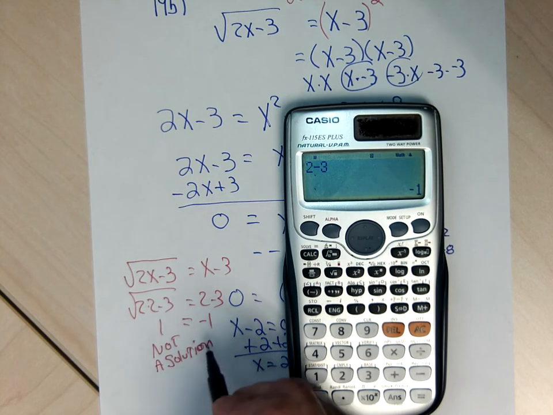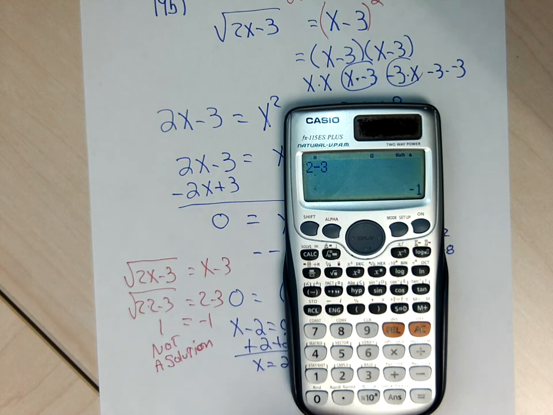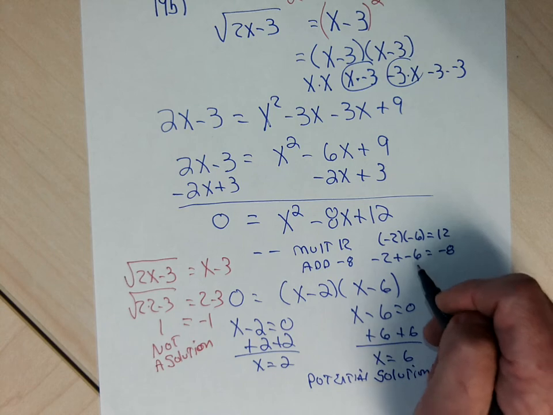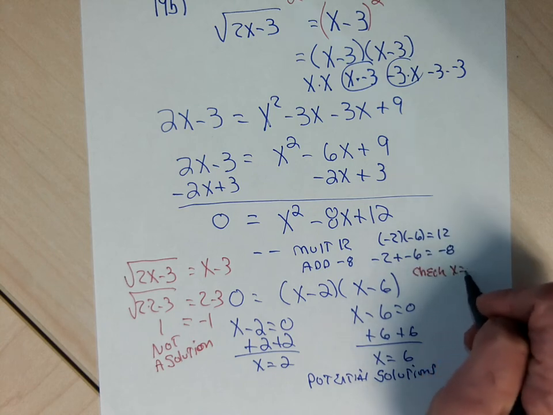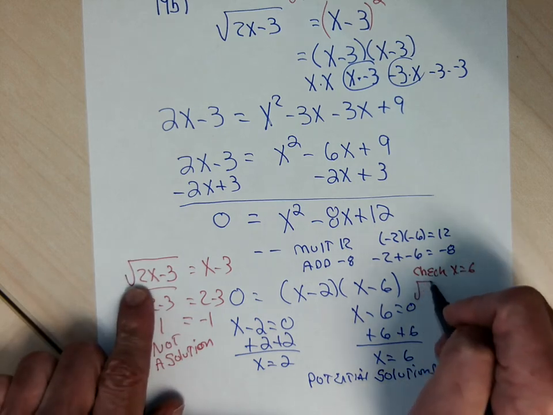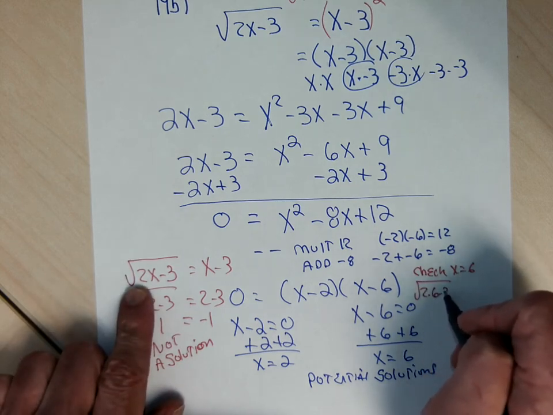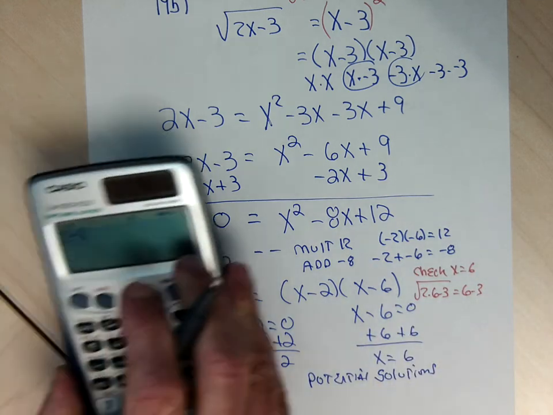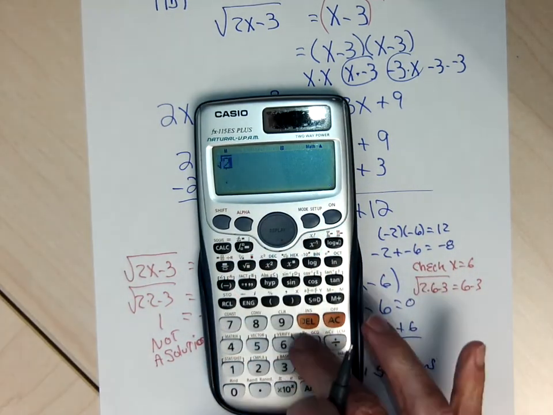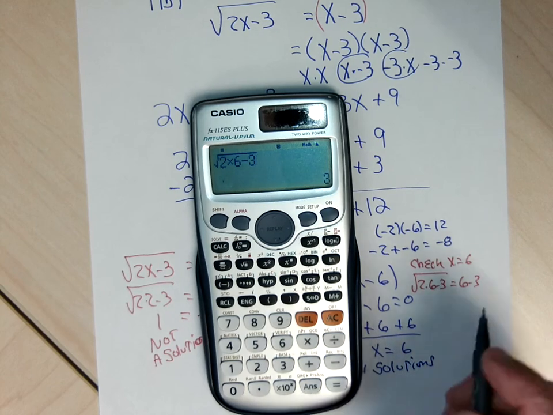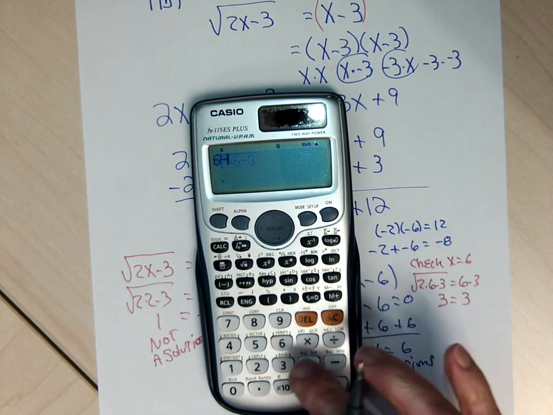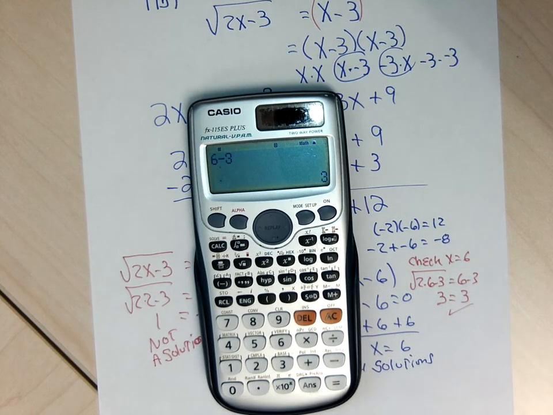It can happen that neither checks. It can happen that both check. Usually one checks and the other doesn't. Let me over here check the 6. Going the square root of 2 times 6 minus 3 and see if that equals 6 minus 3. So square root of 2 times 6 minus 3, which is 3. See if that equals 6 minus 3. And it does, so that is a solution.